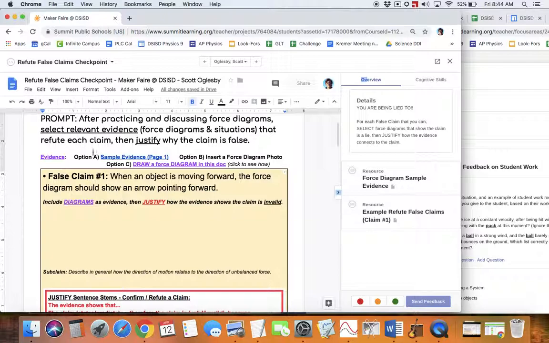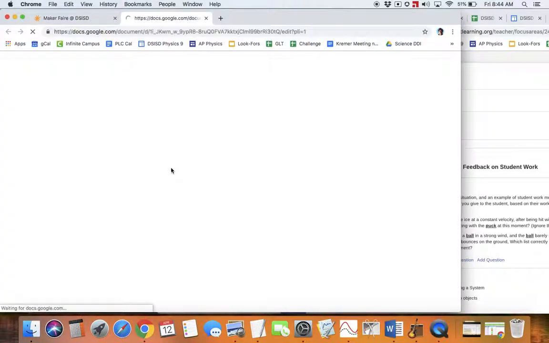So notice here, we've got this false claim, number one. When an object is moving forward, the force diagram should show an arrow pointing forward. This claim is false. We're trying to prove that it is false. And notice over here, it says we have a few different options on where we can get our evidence. I'm going to click on this sample evidence link. This resource over here is the same link.